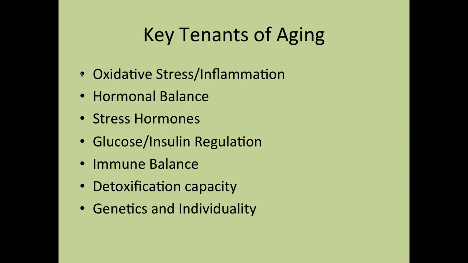A few of the markers I want to talk about tonight are to try to get a handle or a grasp on what's going on with inflammation in general within the arteries, at the mucosal membrane, as well as in areas like the kidneys, which I've talked about before in some of my talks. So there are all these different areas: oxidative stress and inflammation, hormone balance, stress hormones, glucose and insulin regulation, immune balance, detox capacity, genetics. We're going to really focus on how to look at inflammation.